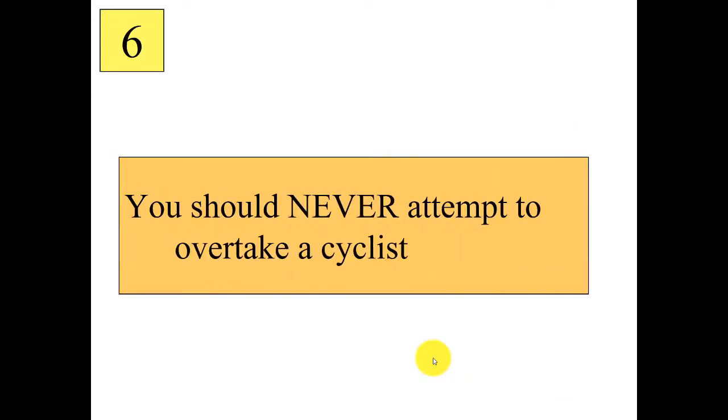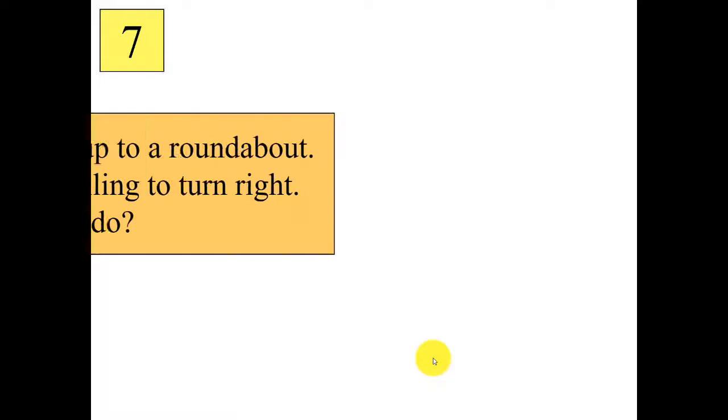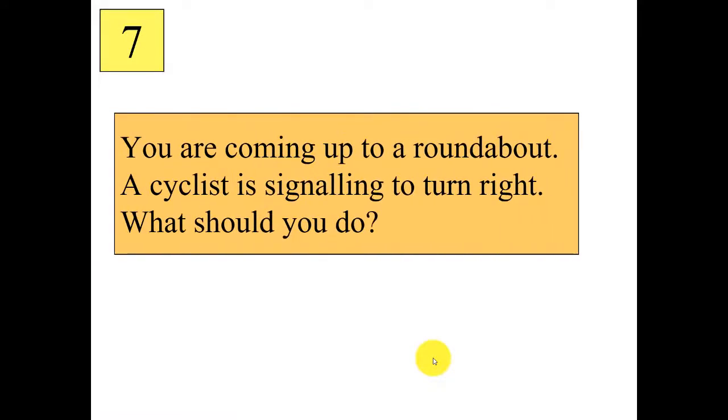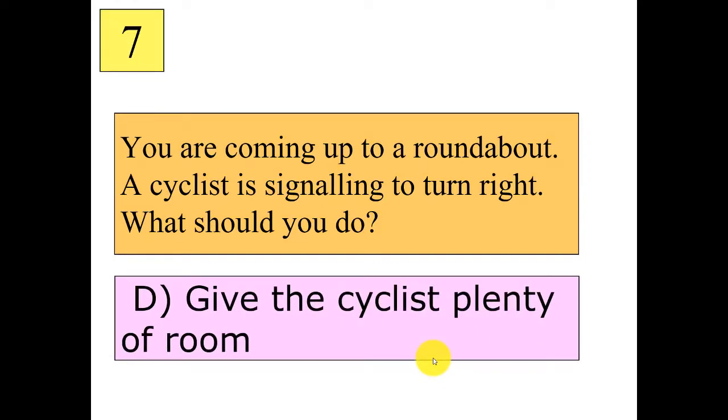Question 6. You should never attempt to overtake a cyclist just before you turn left. Question 7. You are coming up to a roundabout. A cyclist is signalling to turn right. What should you do? Any idea? Did you look in the book? What would you think? Give the cyclist plenty of room.